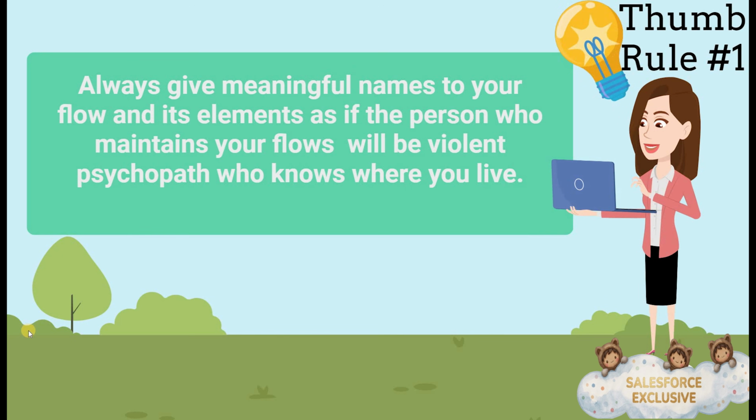A quick thumb rule before we proceed. Always give meaningful names to your flows and their elements, as if the person who maintains your flows will be a violent psychopath who knows where you live.